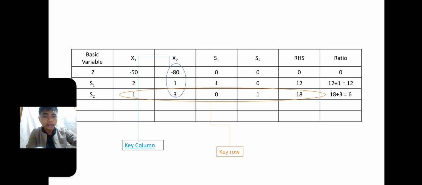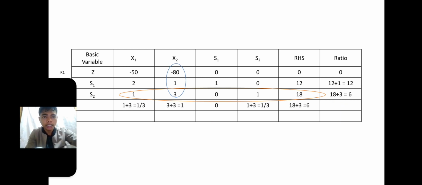And again, to look for the key element, you should always look for the one connecting the two circles on the screen, the key column and key row. Our key element is the 3 because it is connecting the two. And then divide the key row by the key element, so you can proceed to the next step.